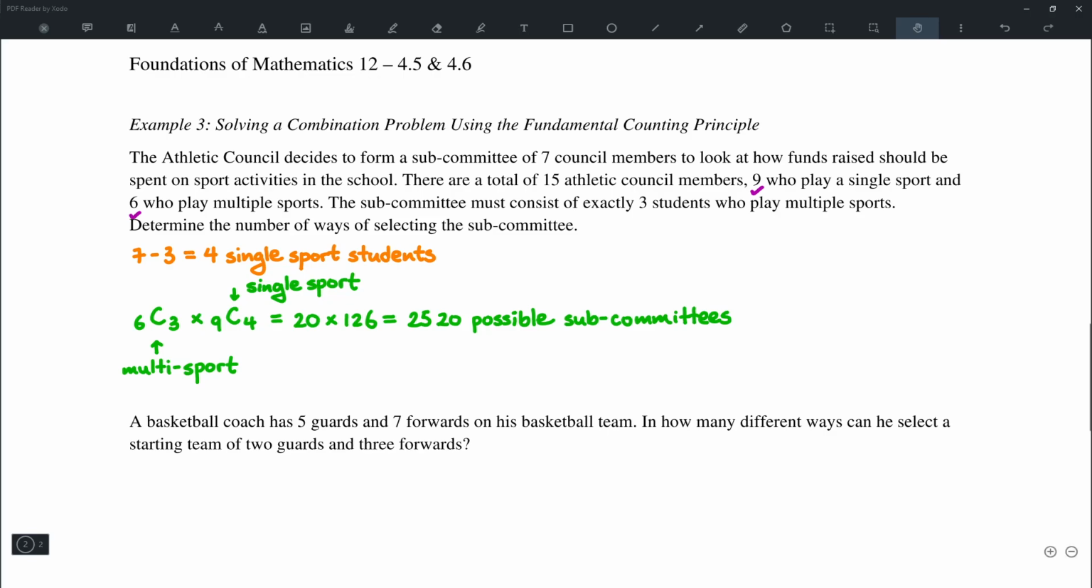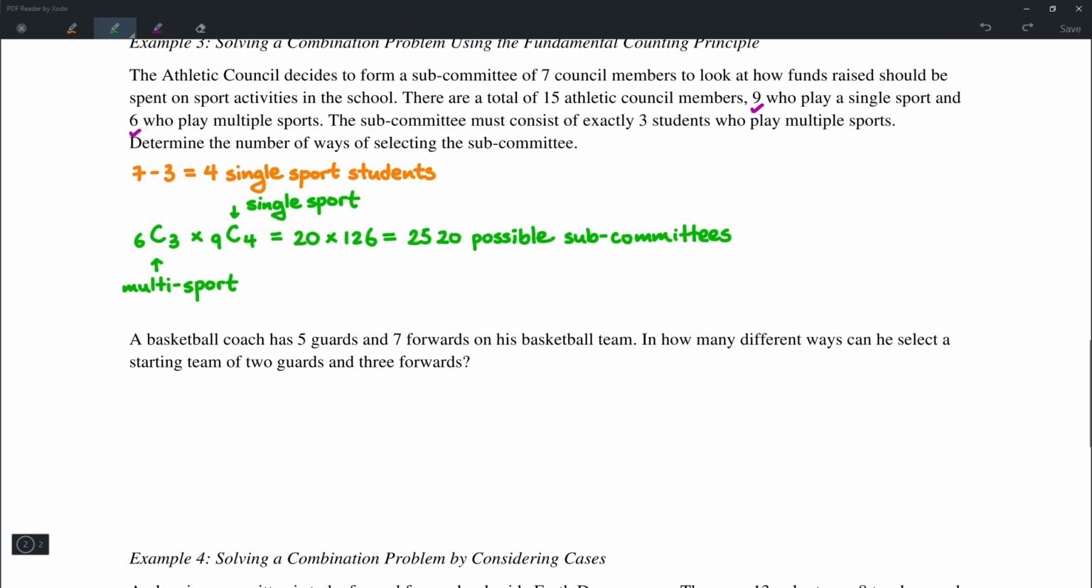So the next question is very similar. There are 5 guards, from which 2 are chosen to start, and there are 7 forwards, 3 of which are chosen to start. And then, 5 choose 2 is 10. 7 choose 3 is 35. Again, just using a calculator, or we can expand and solve algebraically. But either way, 10 times 35 is 350. And these are possible starting lineups.